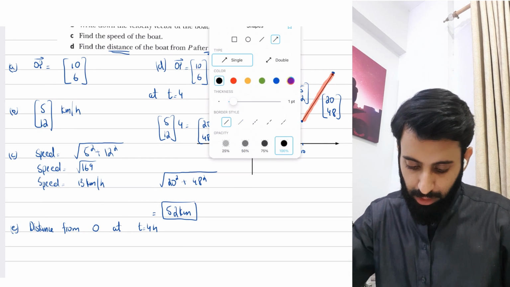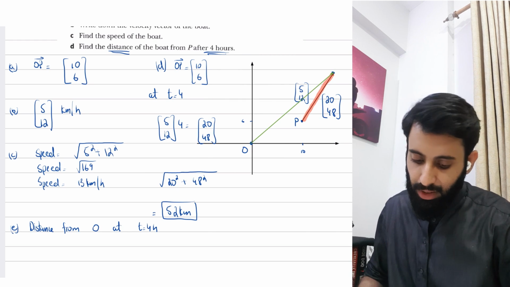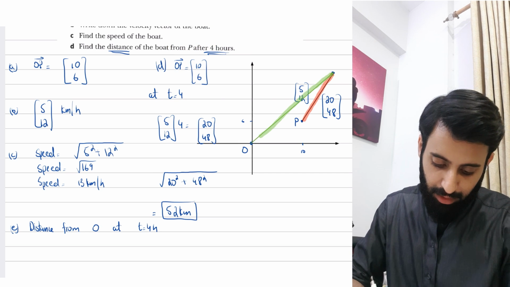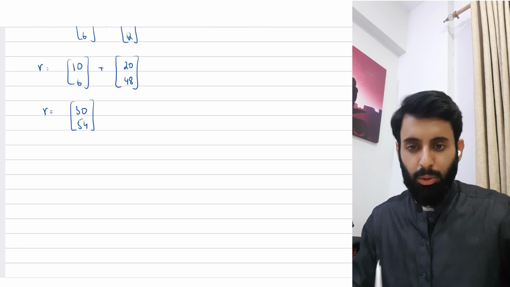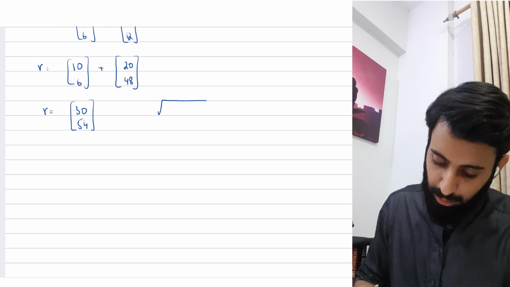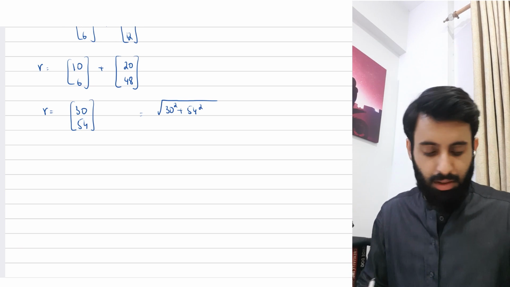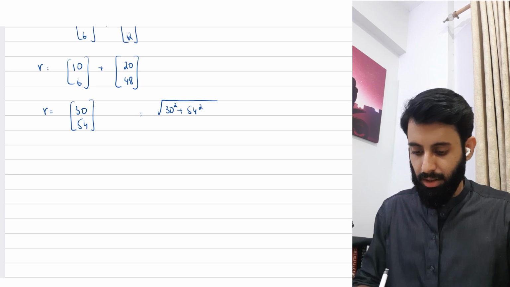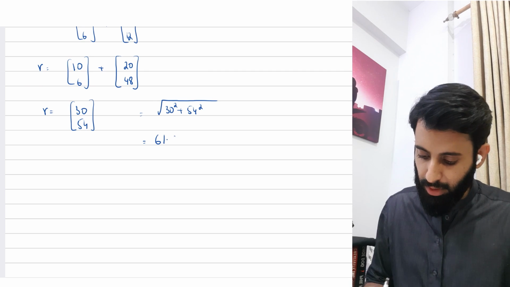So you know what I've just worked out? This is what I worked out at t equals 4. Now what the question wants here is this distance, the one I'm highlighting in green. If you want to work out this distance, you know that this is the point from O to where the boat is right now. So all you've got to do is take the magnitude of this: 30 squared plus 54 squared inside the square root. So let's see, what do we get? We're looking at 61.77. So we'll just round it to 61.8 kilometers.